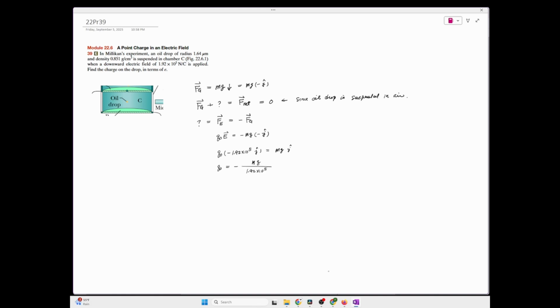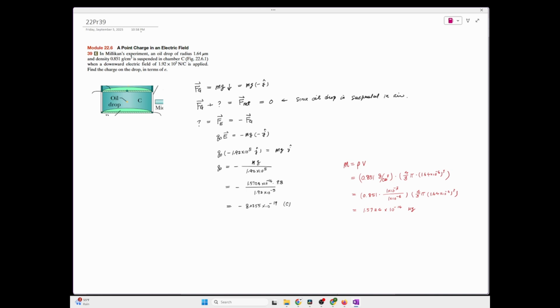Now we need to do a calculation for the mass m. Since the problem gave us the radius of the oil drop and the density of the oil, we can use that information to calculate the mass of the oil drop. Here I have done a unit conversion so that the mass of the oil drop is written in SI. If we plug that value back into the expression for Q naught, we will obtain the value for Q naught in SI. By now, we can see that the oil drop carries a negative charge.